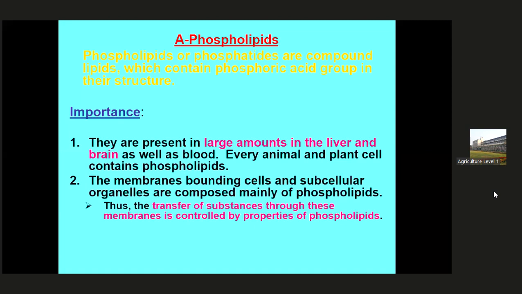So this cellular and subcellular membrane that is produced by the phospholipid allows different types of components to pass through the membrane structure, and this passing of components through the membrane is controlled by the properties of the phospholipid.